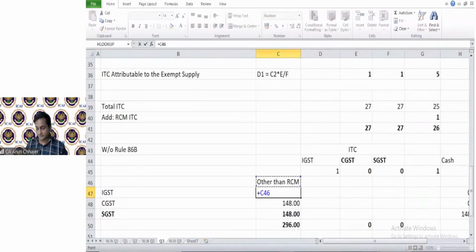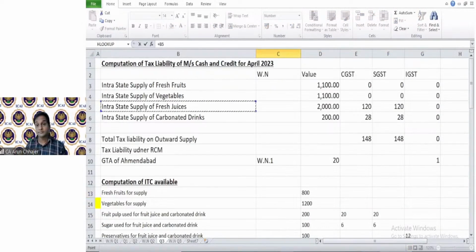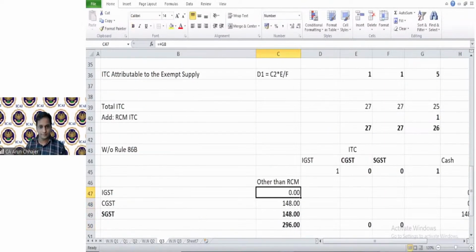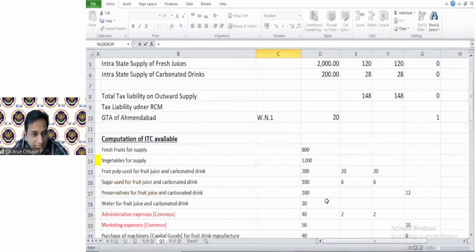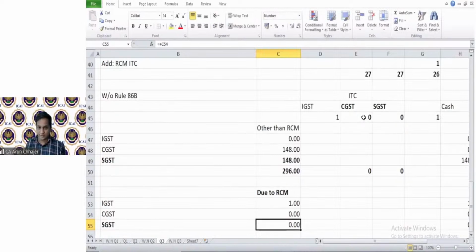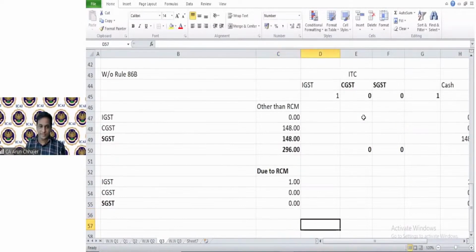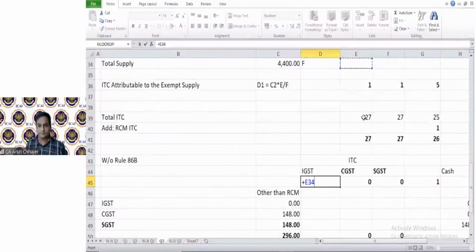What is the IGST? Nil. And what is the RCM? I think there is only under IGST. No liability of C, no liability of S. And how much is the IGST?